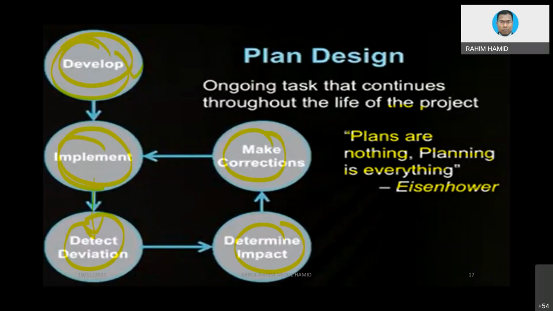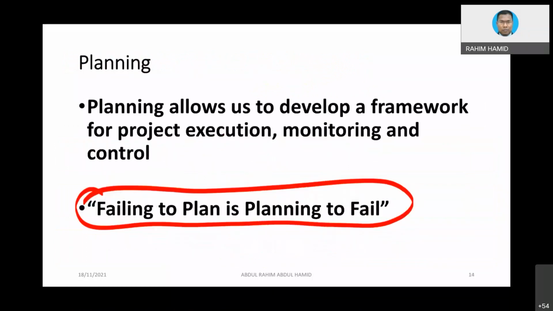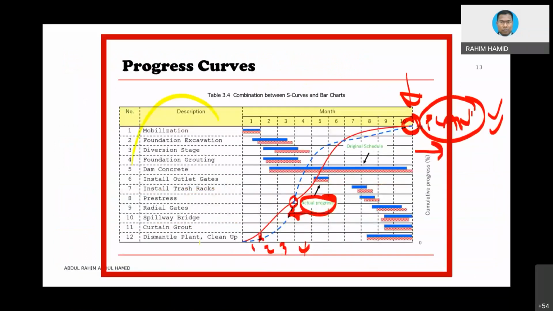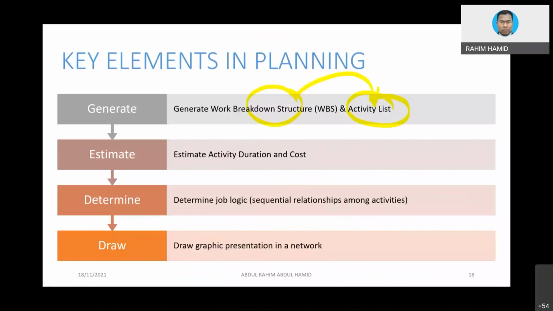Key elements in planning. First thing first, generate WBS. Why do we need to generate WBS? WBS, work breakdown structure, because we need to come up with what we call the activity listing. Without the activity listing, how are we going to show what our schedule looks like? Remember, I already showed you the Gantt chart in a previous example. This is an example of activity listing. How do we get this kind of name? Well, we need to do an exercise, we call it WBS. That should be the first thing first.